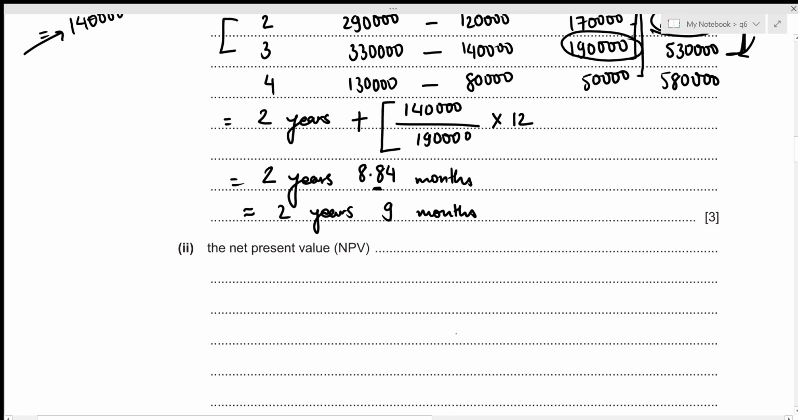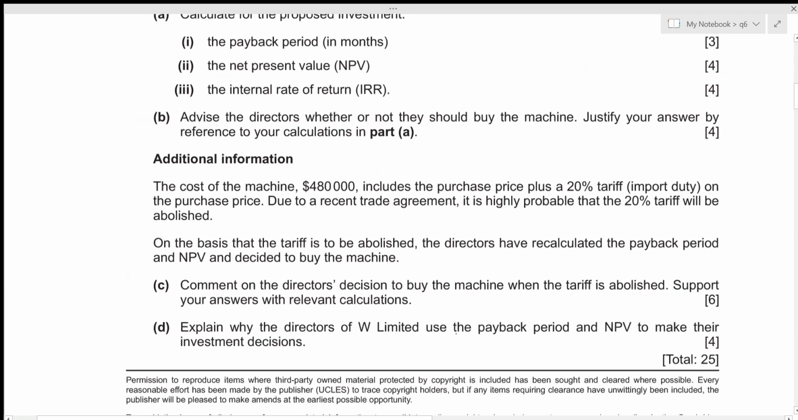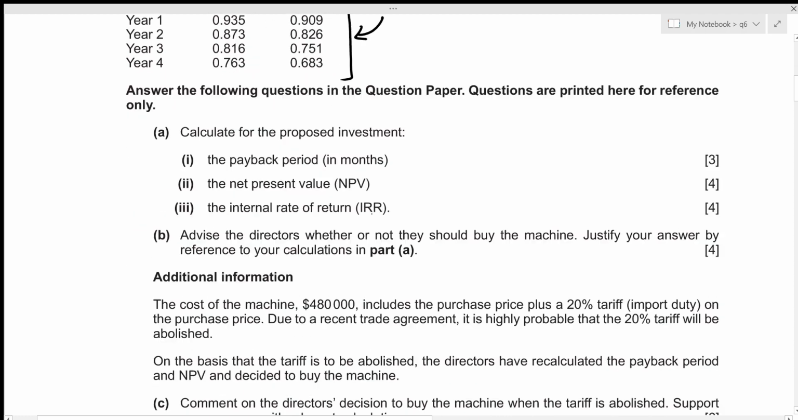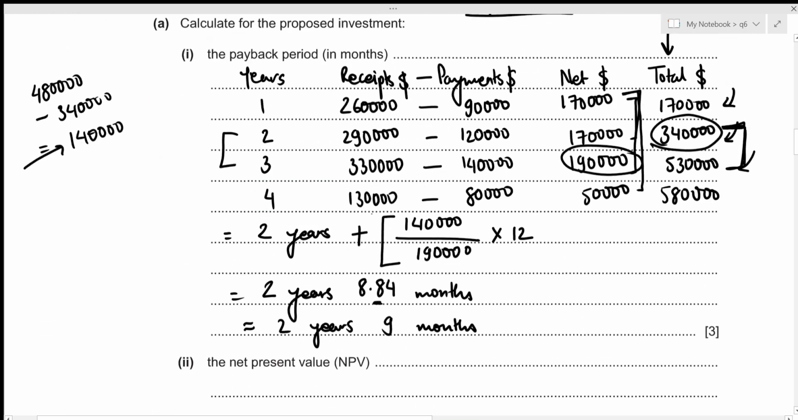And whenever we are talking about net present value, it obviously involves our discounting factor, right? And the rate at which the discounting factor should be used is our cost of capital. And we can see that the cost of capital is 10%, right? So we will be using the discount factor for 10% in order to figure out our net present value. And in order to figure it out, we just need to multiply our net receipts with these discount factors and figure out its total. We already have our net receipts right here, right?